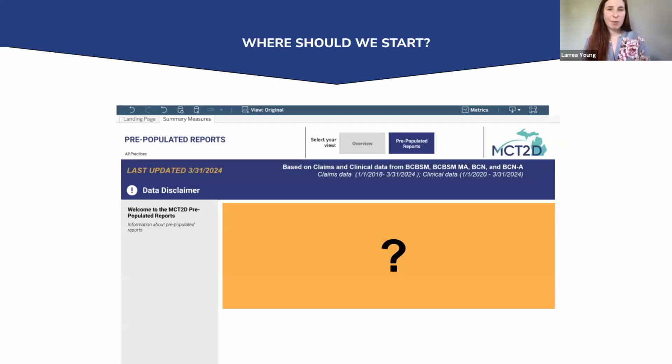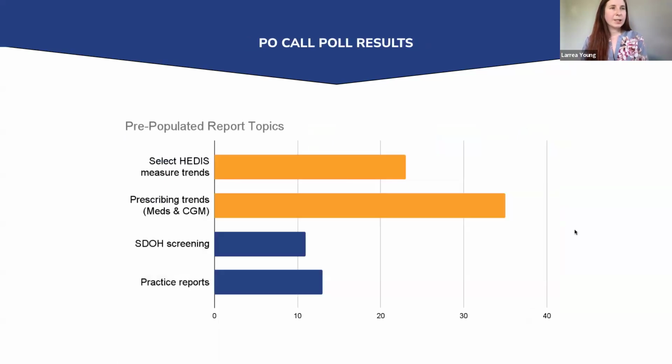We knew this was something that we wanted to include. We wanted to create reports that use our most recent data that answered some of the key questions you might have about type 2 diabetes care, that you could access at any point in time through the dashboard, so that we didn't have to pull and send manual reports for you either. But we didn't know where we should start with these. And so one of the first things we did is we asked you to vote on some of your topics and features that you'd like to see in these at one of our previous PO calls.